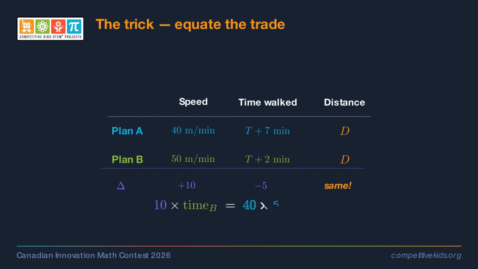Now we equate the trade. The slower speed times the time Plan B saved equals the faster speed gain times Plan B's actual time. That is 40 times 5 equals 10 times Plan B's time. 200 equals 10 times Plan B's time. So Plan B walked for 20 minutes.